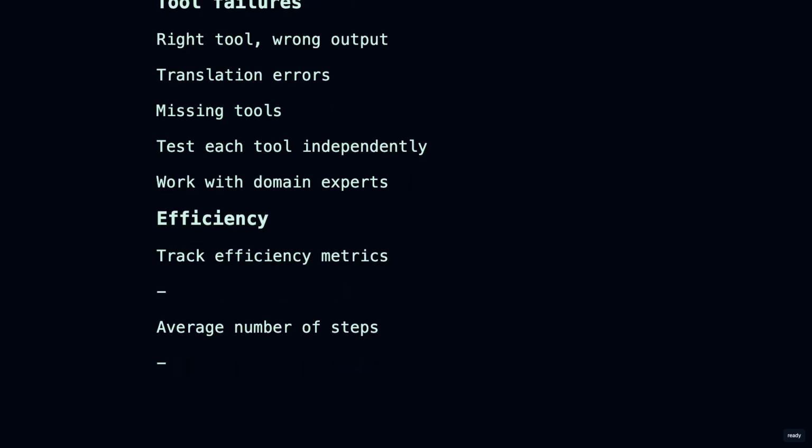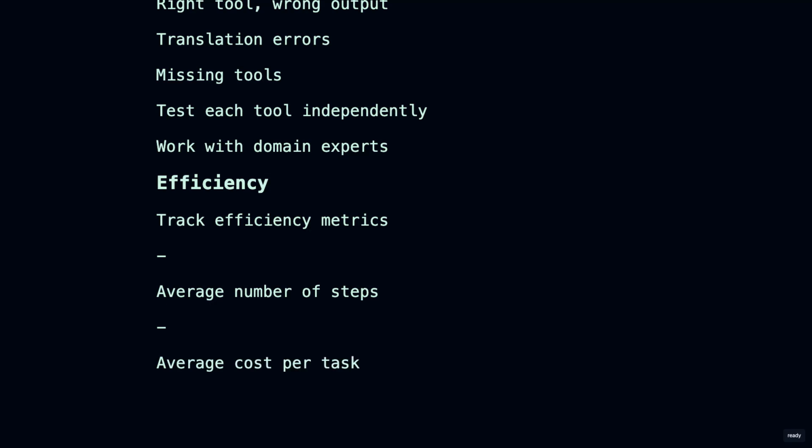Second metric. Cost matters when each action consumes tokens, API calls, or external resources. A good agent should do the job without spending more than necessary.